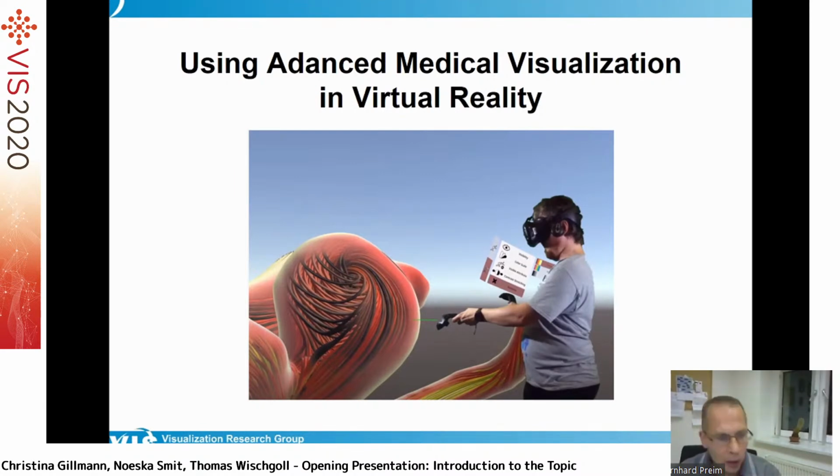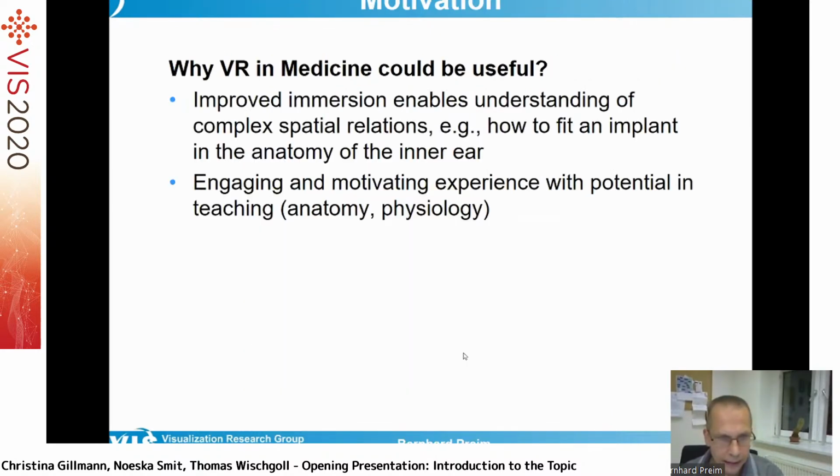I thought a bit about combinations of medical visualization and virtual reality. We have a lot of fun in our group exploring this, but I think for the whole community, there are many interesting issues. What you see here in this introductory example is an immersive VR solution for exploration of blood flow data. Why could virtual reality in medicine be useful?